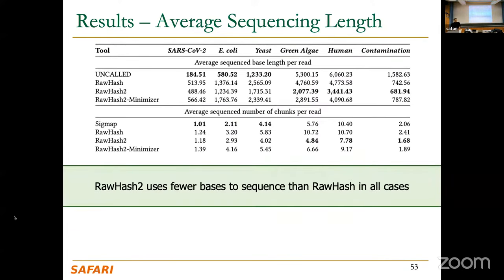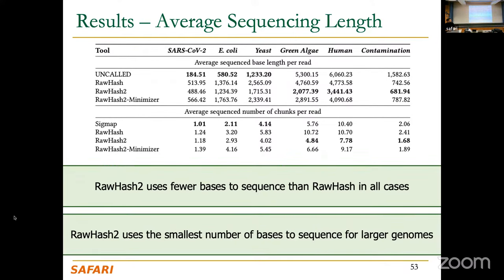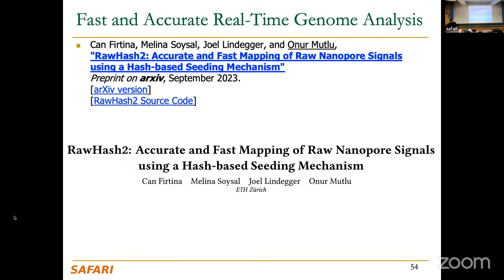Also, RawHash 2 uses fewer bases to sequence. This means that it can reduce the sequencing time and cost further than RawHash in all cases. And also for larger genomes, RawHash 2 uses the smallest number of bases to sequence compared to all tools. So this was RawHash 2.